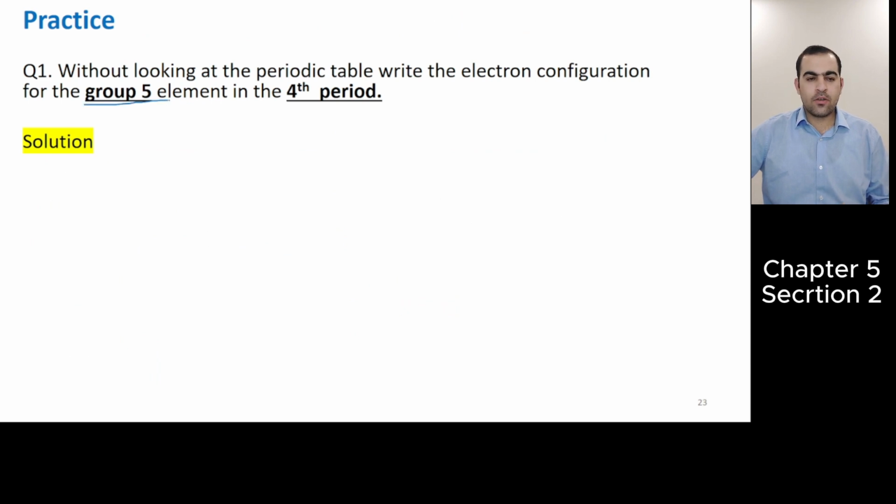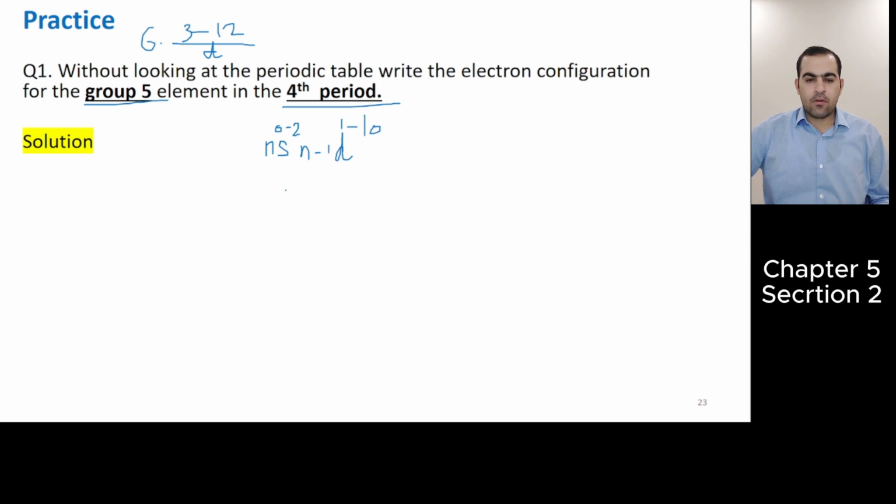Another type of question: I give the group and period, and you write the electron configuration. Here, what you must think first is which block this element is in: S, P, D, or F. We know that groups 3 to 12 are D block. So group 5 is in D block. For D block, first you must write the general configuration: ns and (n minus 1)d. S can hold 0 to 2, we don't know, it depends on the element, and D holds 1 to 10.